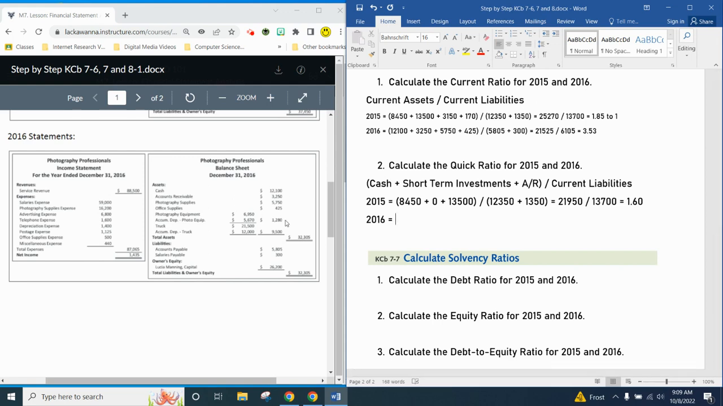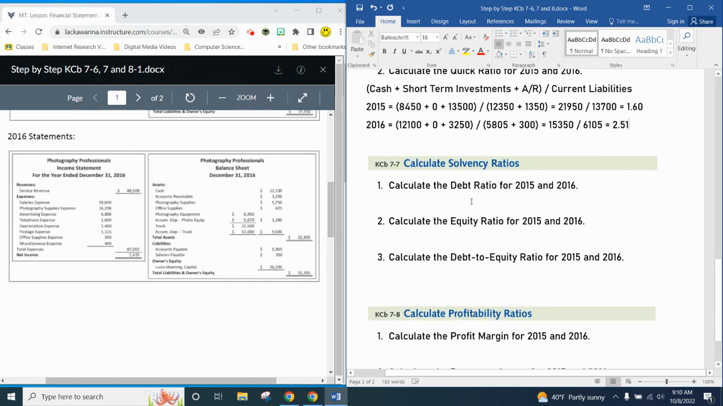Again, I'm going to do the same thing for 2016, pulling the numbers from my balance sheet over here. Cash is 12,100. There are no short-term investments. Accounts receivable is 32.50. Divide that by my current liabilities, which are 58.05 for accounts payable and 300 for salaries payable. Then we get 15,350 divided by 61.05, which gives us 2.51.